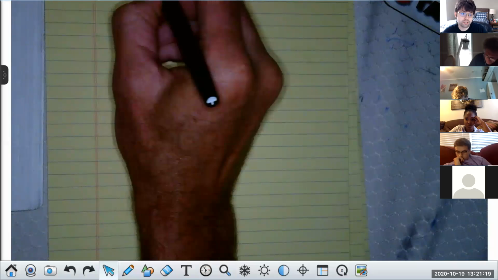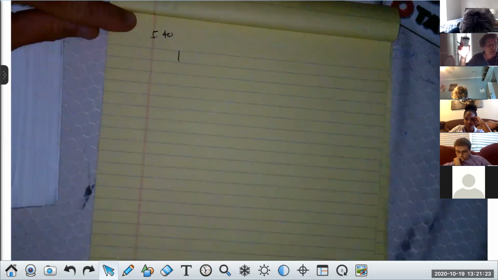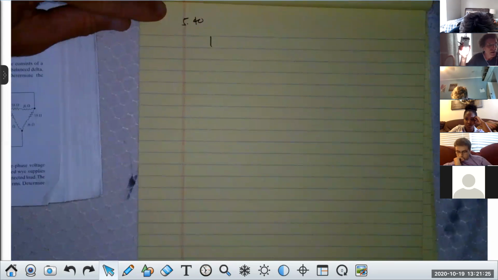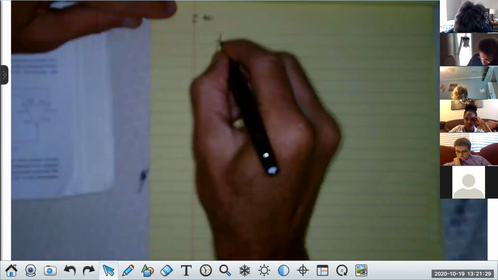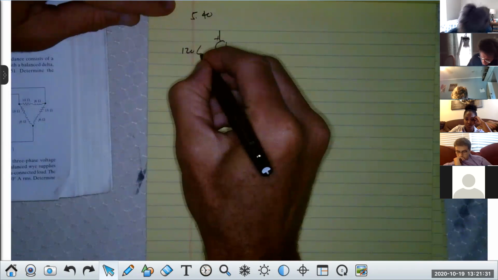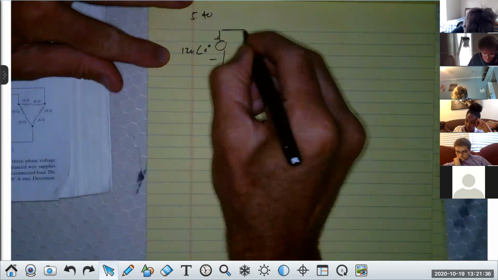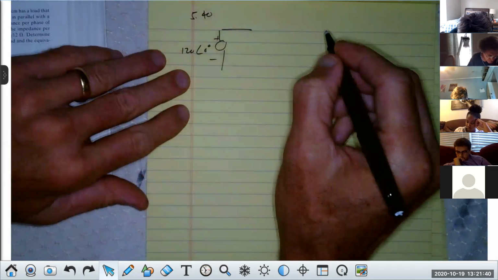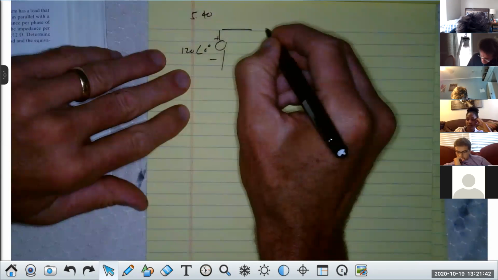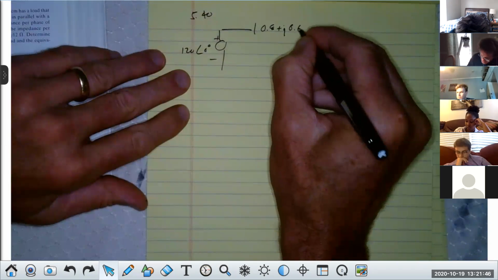Can you move your paper down a little bit? Yeah, thank you. We put the source in right here and put plus to minus 120. Remember, it's at 0 degrees and the default here is RMS voltage. Now he gives you a line impedance, and the line impedance is 0.8 plus J0.6. So 0.8 plus J0.6.